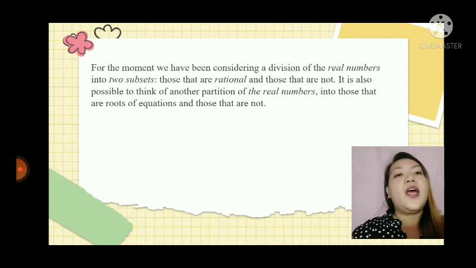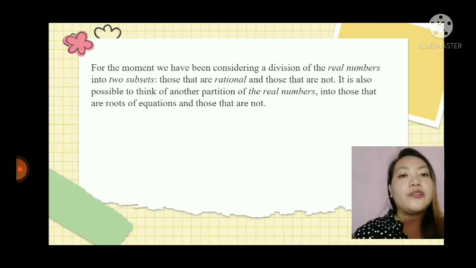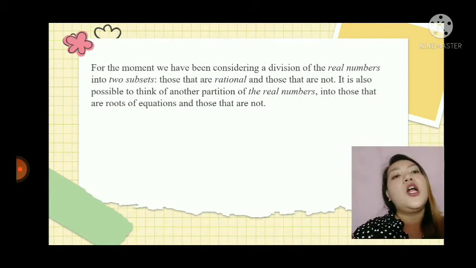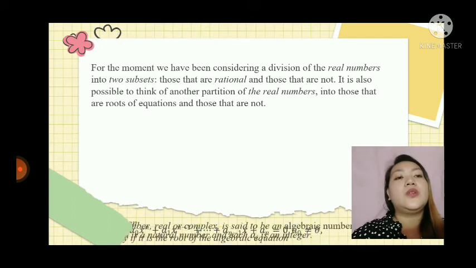For the moment, we have been considering a division of real numbers into two subsets, those that are rational and those that are not. It is also possible to think of another partition of real numbers into those that are roots of equations and those that are not.